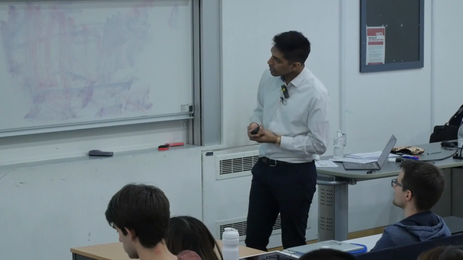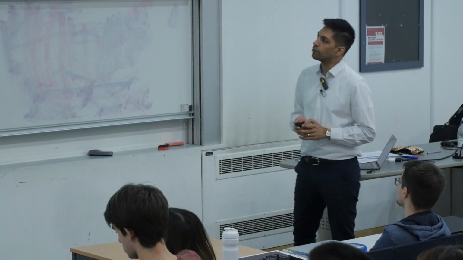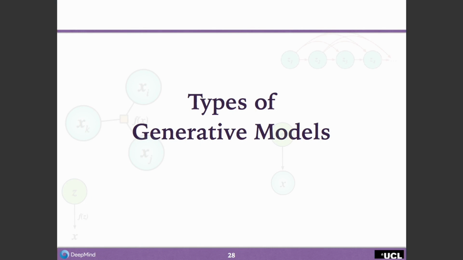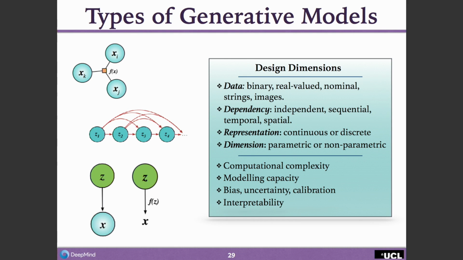So let's talk about different types of generative models. When you want to build a generative model, there will be several design dimensions you want to think about. The thing is, how will you choose your model and choose your corresponding principles? You will need to think about the data that you have, whether the data is binary, whether it is real valued, whether it's some mixture of the two, whether they have some ordering involved in the data, and that data is going to affect how you will design your model.